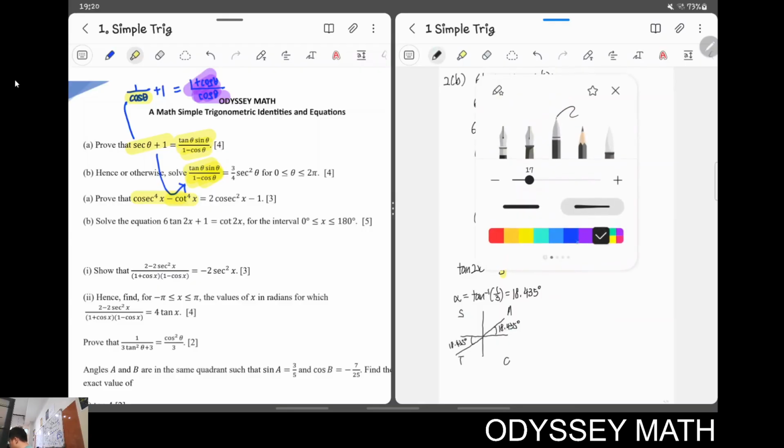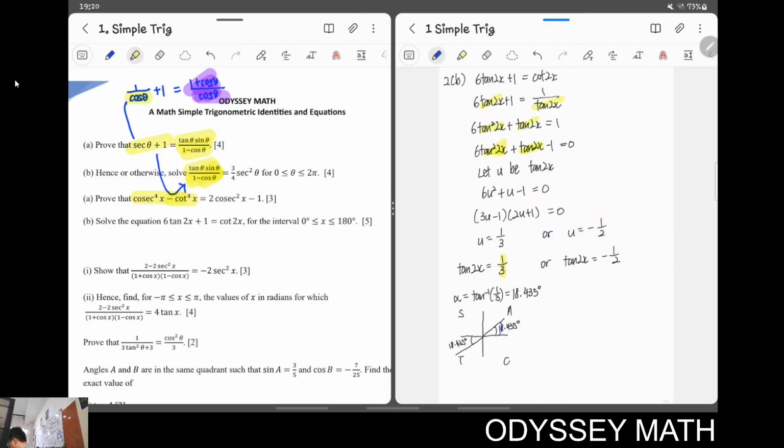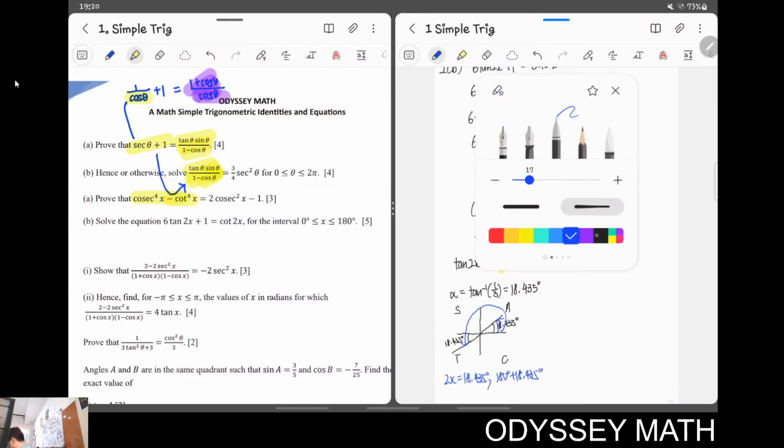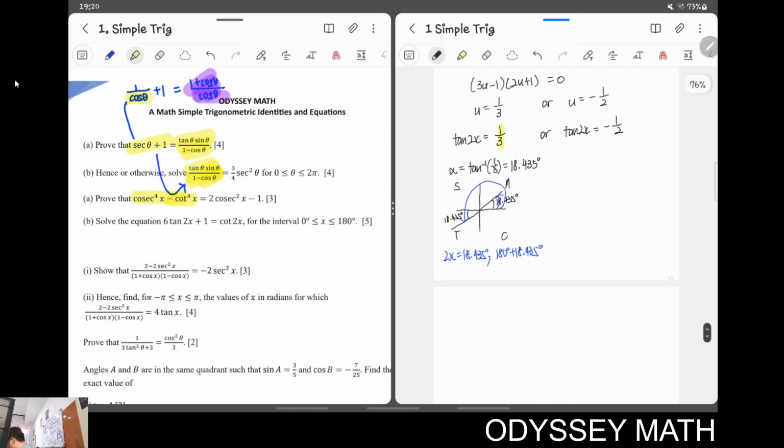So now I'm going to do it in blue. So we have 2x to be equals to 18.435 degrees, and then 180 degrees plus 18.435 degrees. Okay, so now we solve for x. So x would be equals to, 1 dp, 9.2 degrees. So I'm shortcutting, 99.2 degrees, 1 dp.